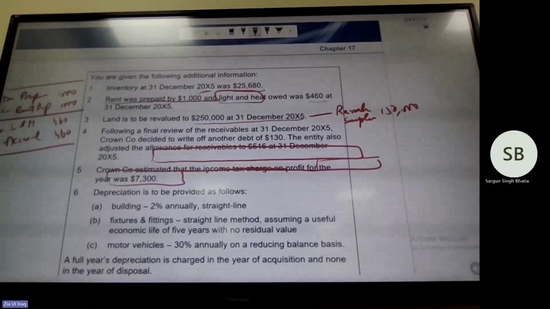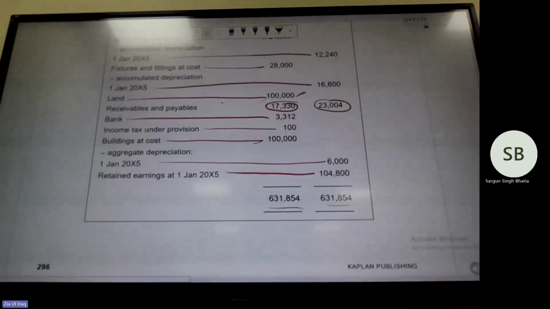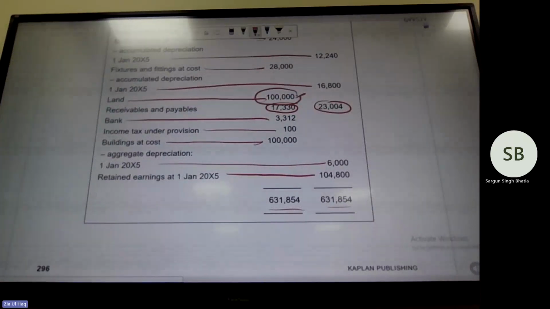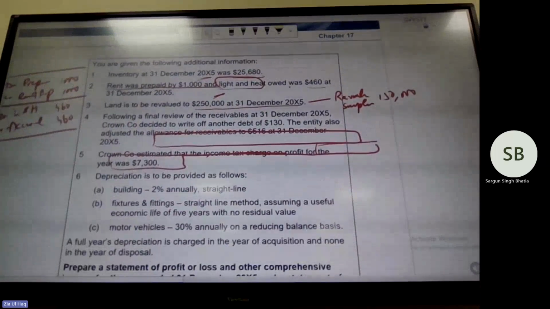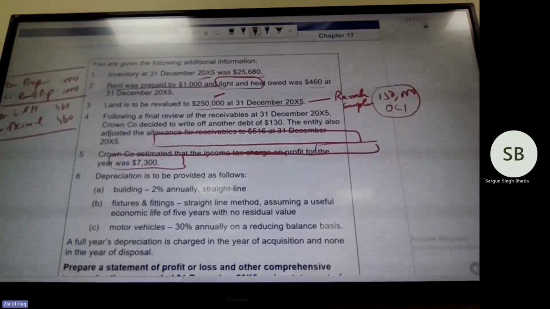That should be recorded in other comprehensive income. And we will record land in the balance sheet at 250 rather than 100,000, because it has been revalued, meaning the value has gone up to 250. So what is the revaluation gain surplus? 250 minus 100 is 150. That should be recorded under other comprehensive income. Is that fine?